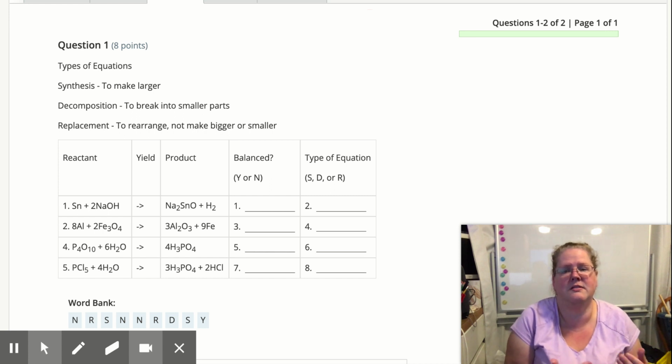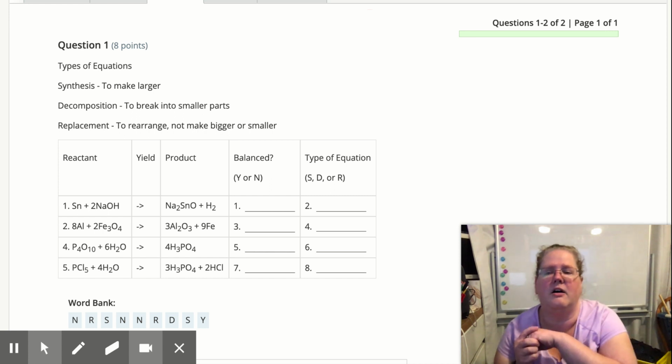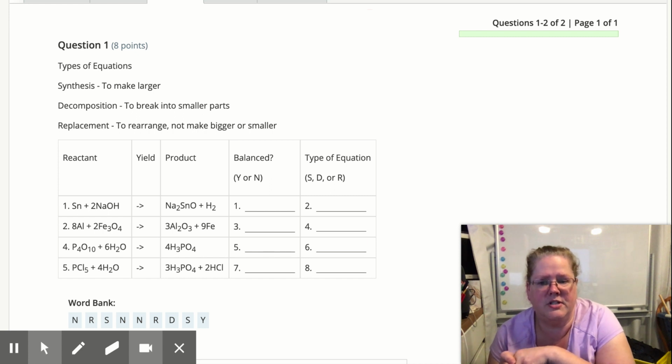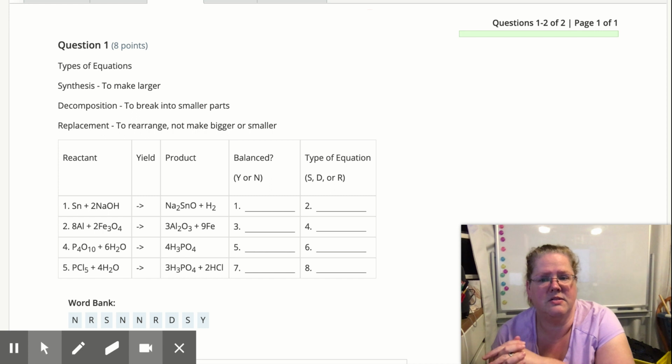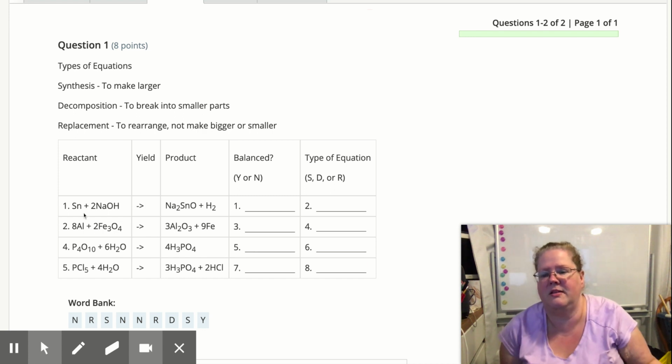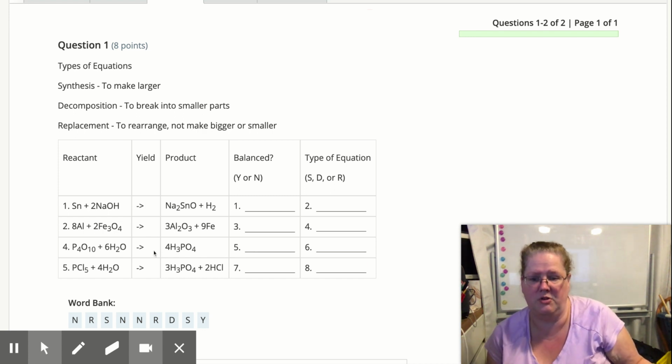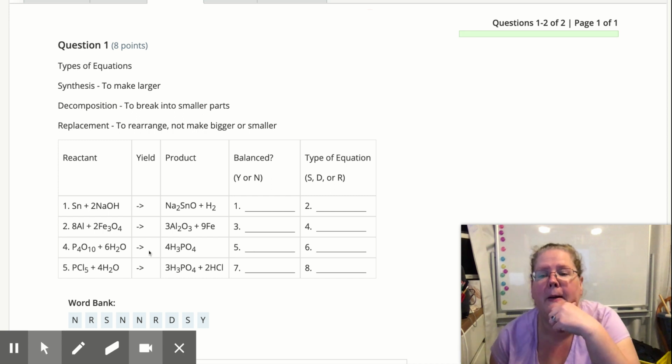In music, synthesis means to multiply our sound. In chemical equations, it's to make our atom chains larger. So synthesis is to make a chain larger. Decomposition is just the opposite. Like decomposing animals, it breaks it down into its parts. Decomposition is you take a big thing stuck together and you break it into smaller parts. Okay? And then we have our handy dandy last one, which is replacement.